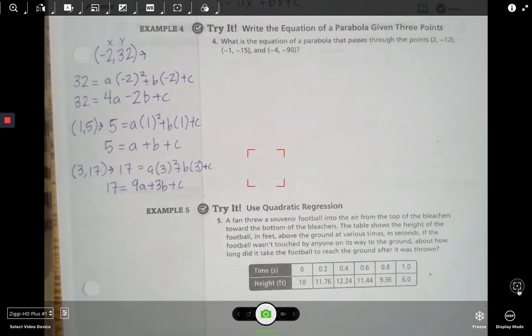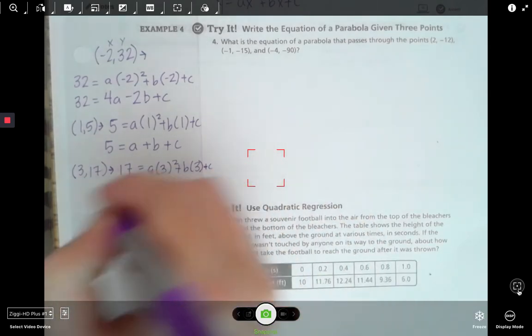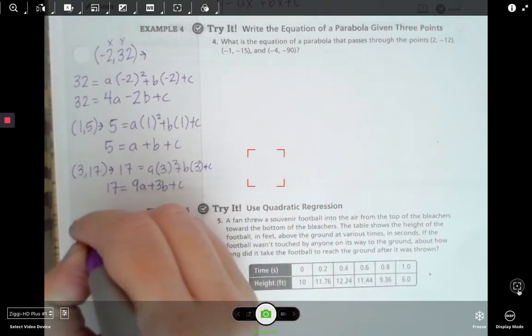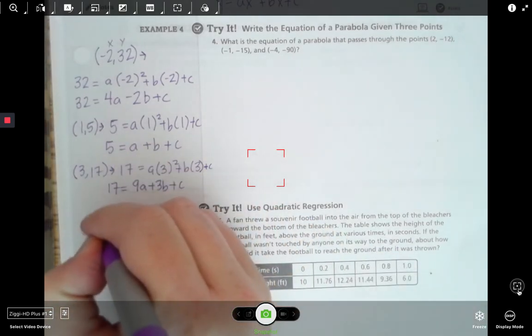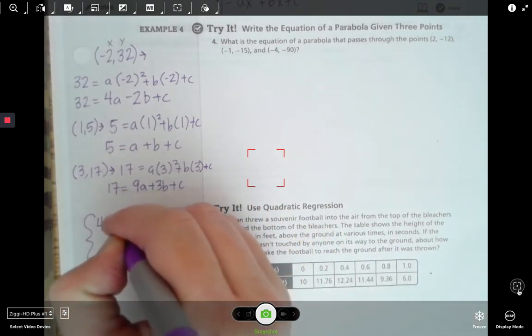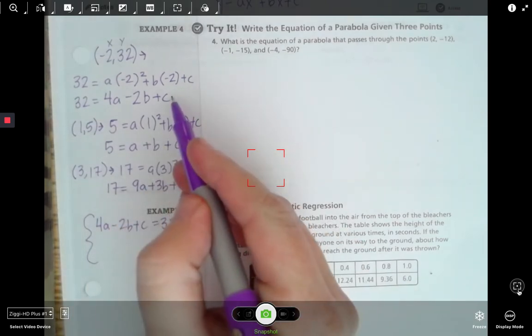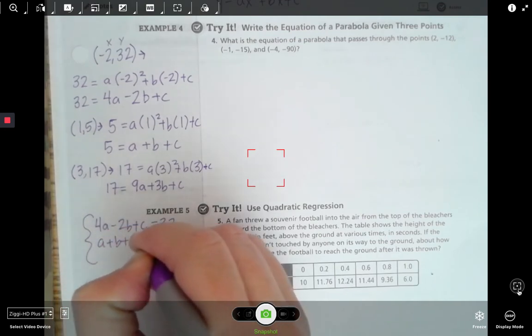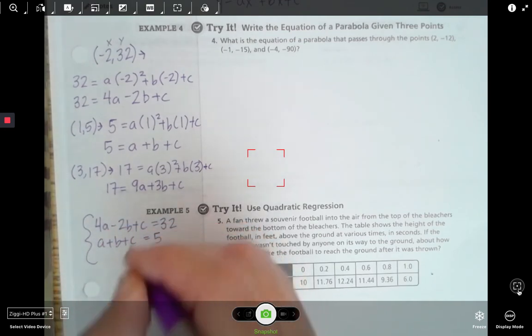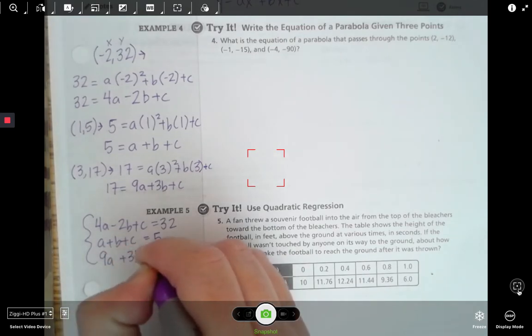Alright, so now what we have done here, and this is not example, we're going to go below where it says example 5. What we have done is set up a system of equations. So I'm going to rewrite it where my solution's at the end. So 4a minus 2b plus c equals 32. That's my first equation. My second equation was a plus b plus c is equal to 5. And my third equation was 9a plus 3b plus c is equal to 17.